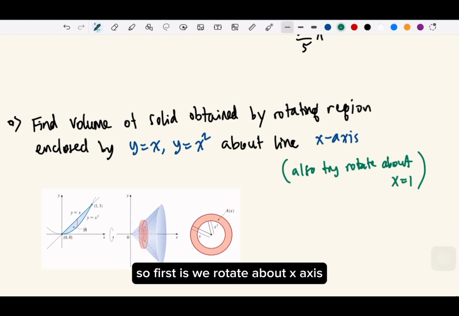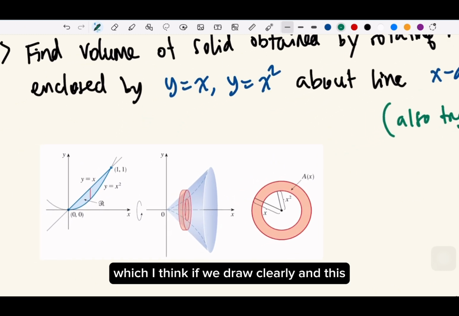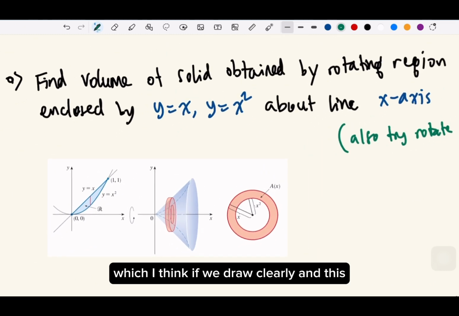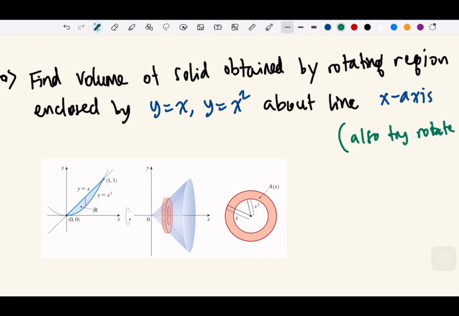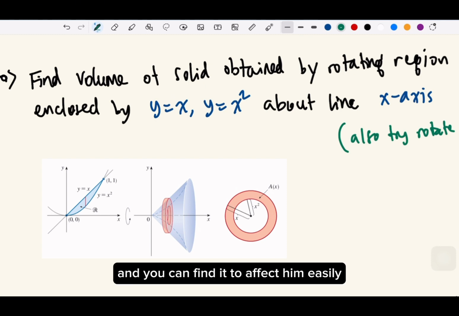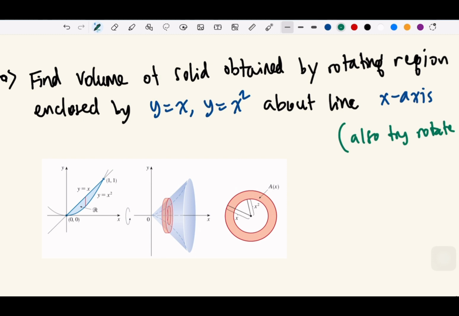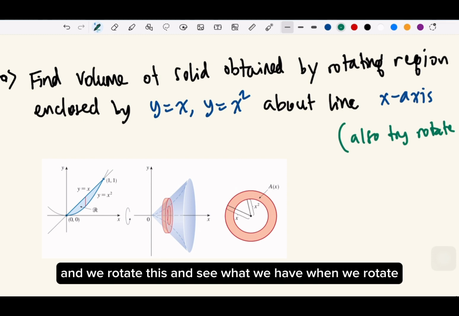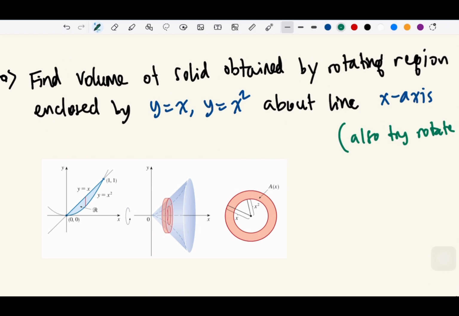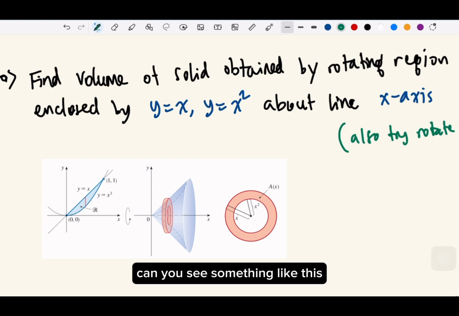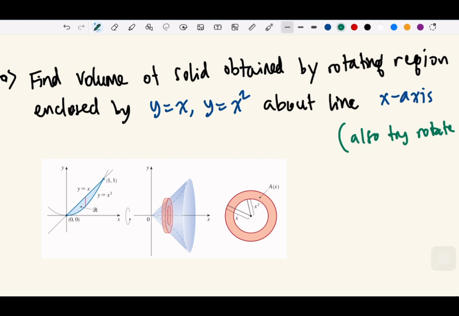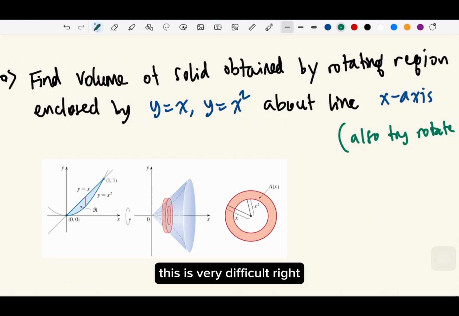So first is we rotate about the x-axis, which I think if we draw clearly, and this is not a complicated function, it's a very simple function, y equal x and y equal x squared. So we have y equal x squared here, y equal x there, and this is the region. Okay, this is the region, and we can find the intersection easily. And we rotate this, and see what we have when we rotate this. If we rotate, can you see something like this? Very difficult, right? Very difficult to imagine.